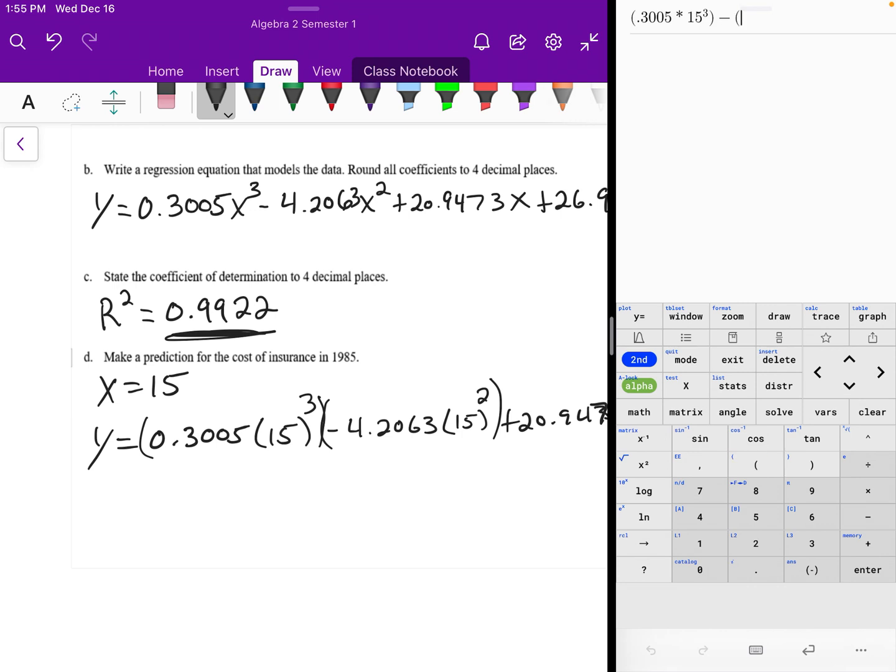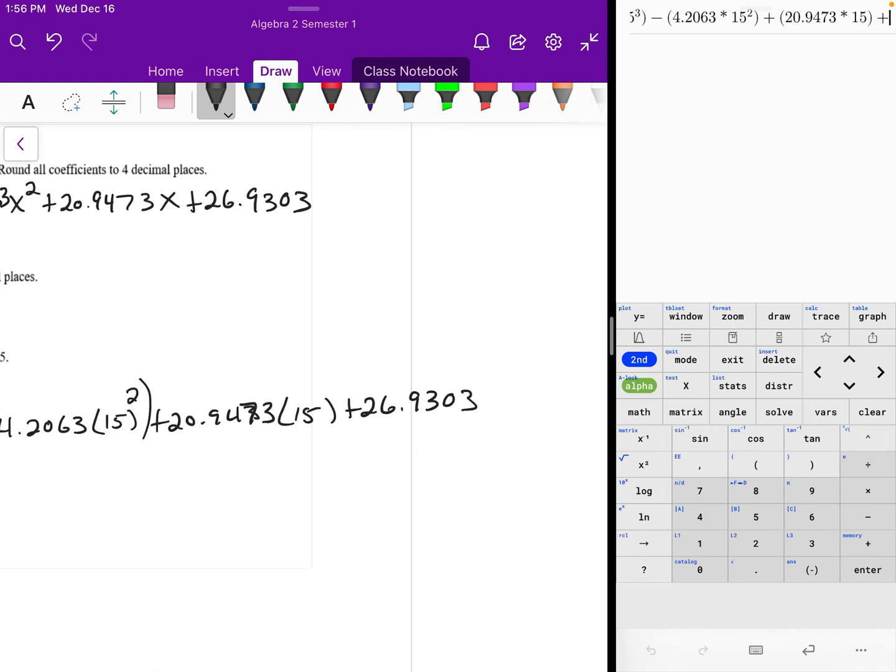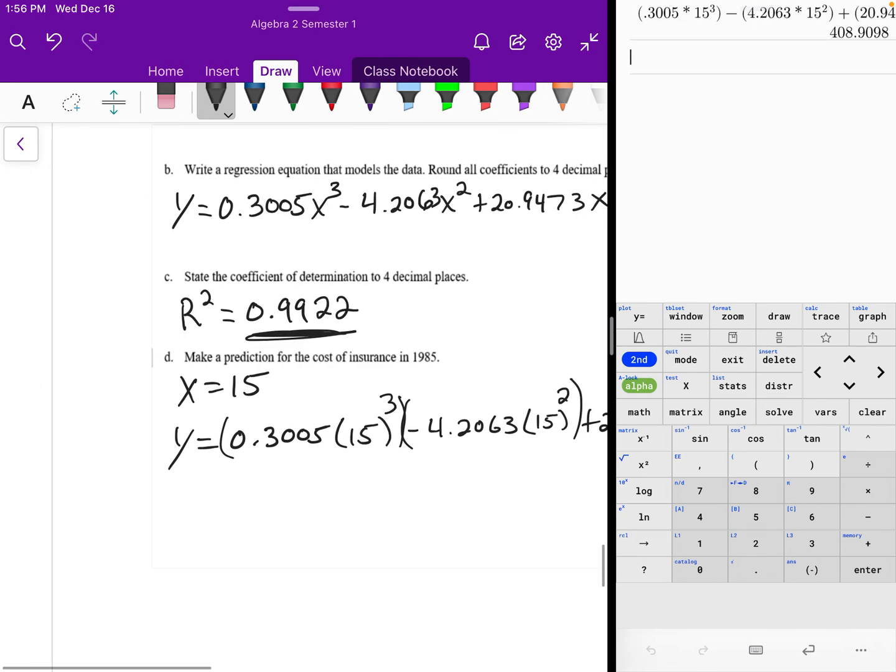You're going to subtract 4.2063 times 15 squared. Close that parentheses. Plus, parentheses now, 20.9473 times 15. And then finally, plus, you don't have to worry about the constant because you're not doing any type of multiplying, 26.9303. Hit enter, and we get y is equal to 408.